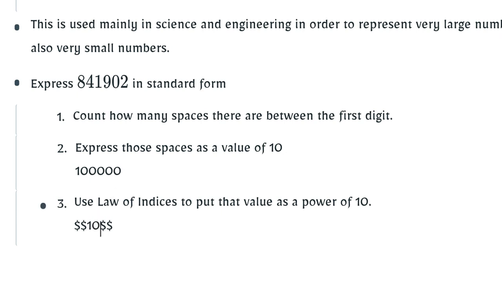Oh, my bad. It's 10 to the 5th, correct. Right? Because this 5 represents how many zeros we had. So we could say that this 100,000 can be represented as 10 to the 5th.